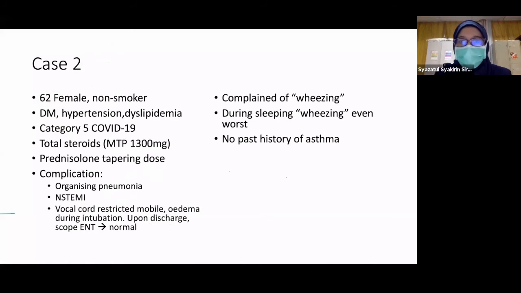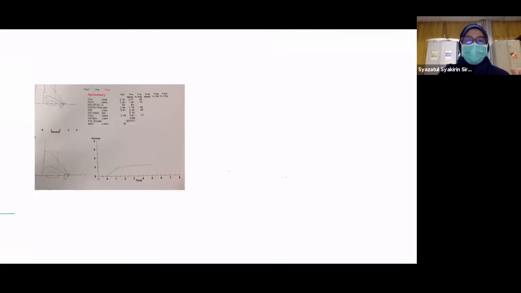We go to case 2. Okay, a 62-year-old female, non-smoker, with diabetes and hypertension, category 5. She received quite a high dose of steroid with a prednisolone tapering dose. There were a lot of complications ongoing during the hospitalization, and she had a vocal cord injury during the intubation. I think she visited the ED once with a complaint of wheezing. During sleeping, the wheezing was even worse. She had no past history of asthma. So whether she developed asthma or something else, she was referred to us for further evaluation.